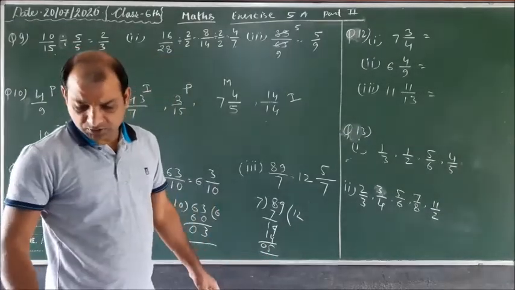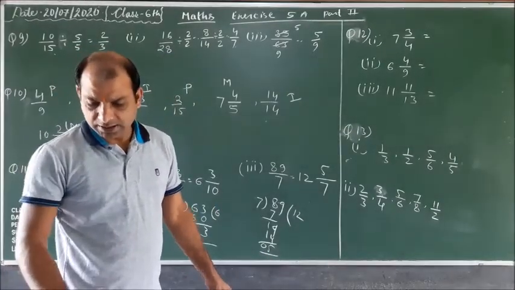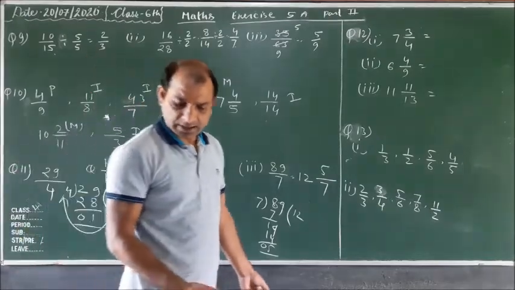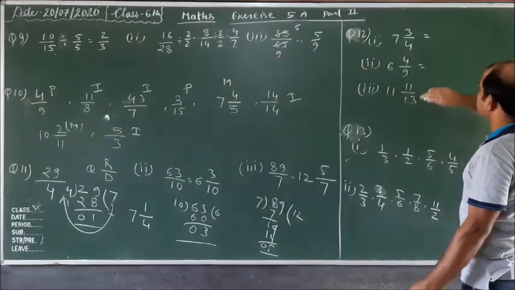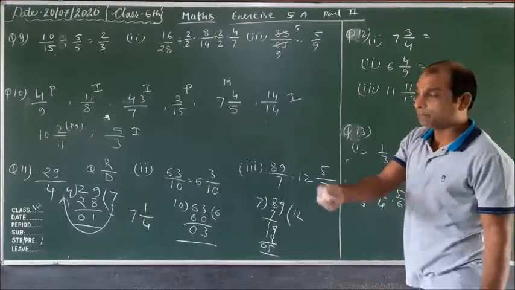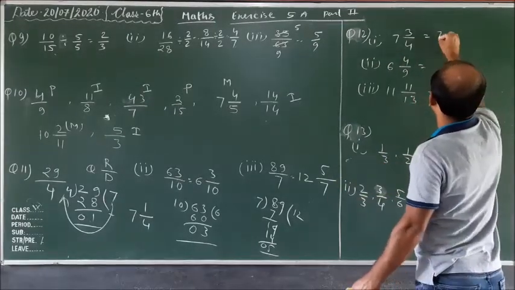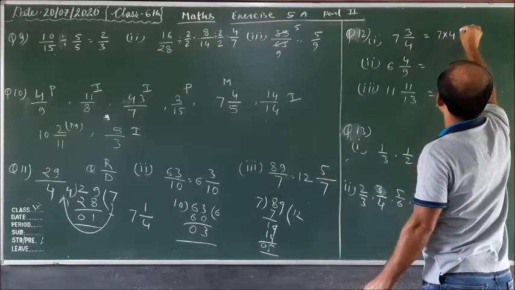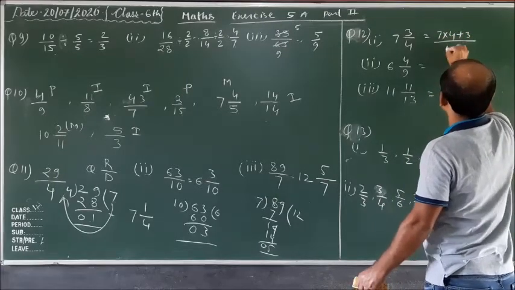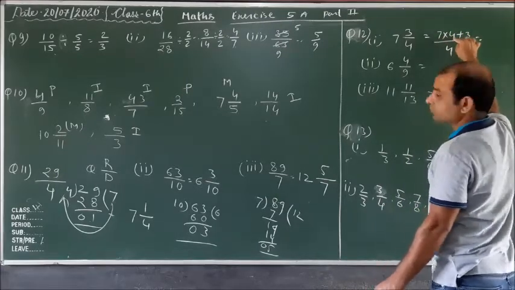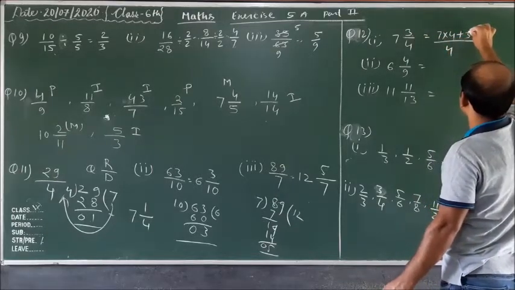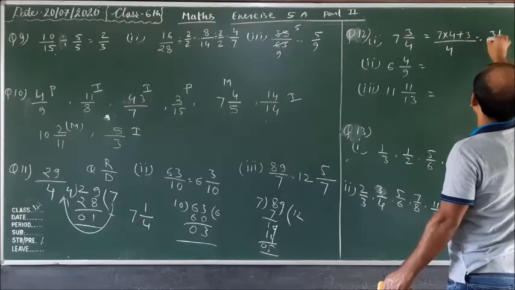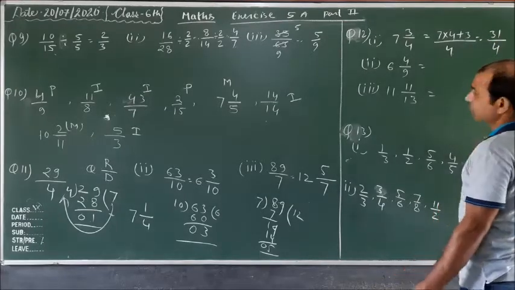Now the question number 12, write each mixed fraction as an improper fraction. So these are mixed fractions. So we change into the improper fraction. So 7 multiplied by 4 plus 3 upon 4 equals 7 4s are 28. 28 plus 3 is 31, upon denominator 4.